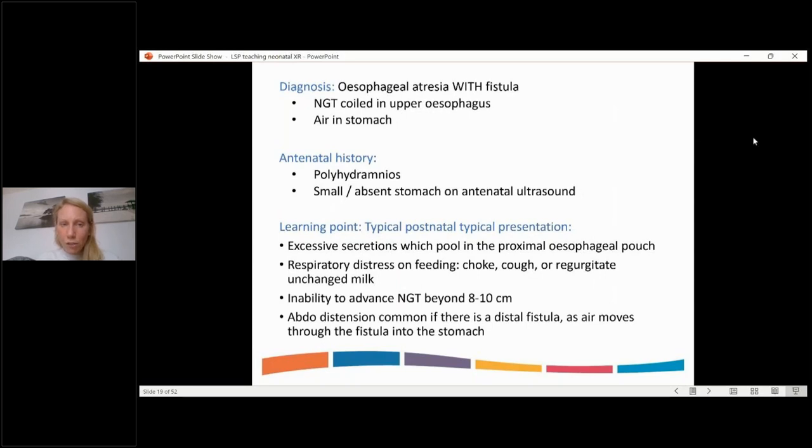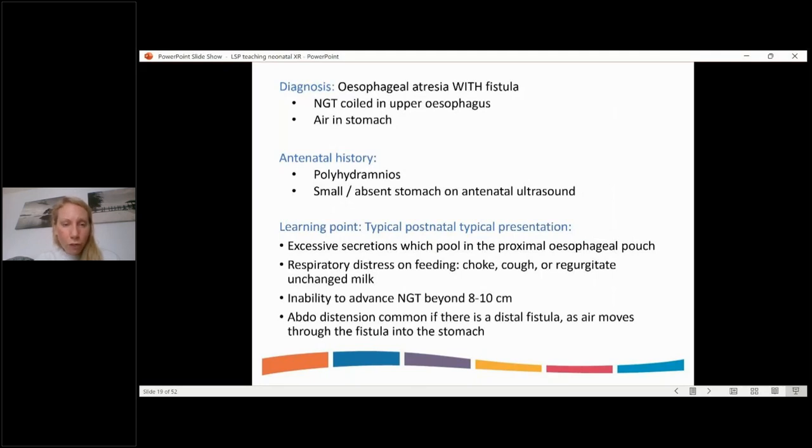And as you guys said, antenatal history is polyhydramnios, and they may also comment on a small or absent stomach. And the learning point for this is it's a really typical postnatal presentation. And I just want to highlight it because we actually had a missed case a couple of weeks ago where the baby was reviewed for poor feeding, was breastfeeding, so you couldn't quantify the amount they were taking. But actually, midwife and parents felt that the feeding was getting better. They hadn't lost a substantial amount of weight, normal exam, normal saturations, and so was discharged home. And then re-presented with ongoing respiratory distress and then started regurgitating feeds and was diagnosed with this.